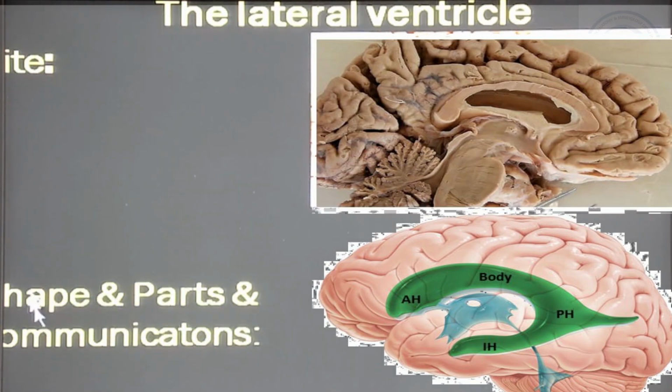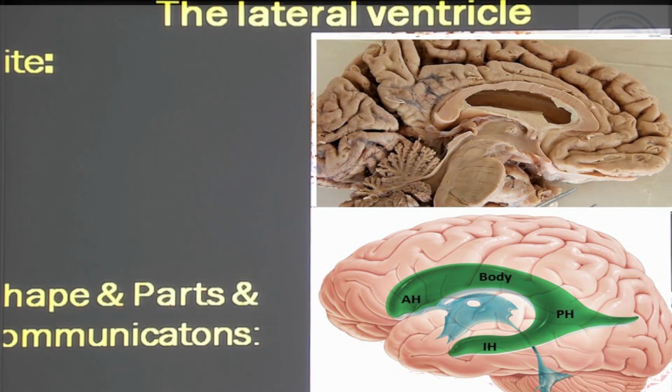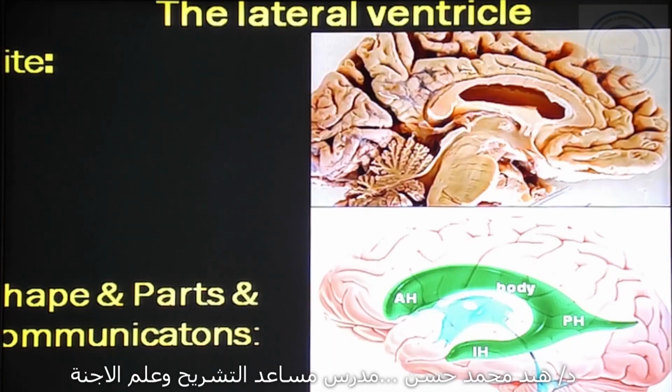What about its shape and its different parts, and also what about the communications? When you look, the greenish colored cavity, this is the lateral ventricle. It is C-shaped. It has anterior horn in the frontal lobe. It has central part or body in the parietal lobe. It has inferior horn in the temporal lobe, and finally the posterior horn in the occipital lobe. What about communications? The lateral ventricle, as we mentioned before, communicates with the third ventricle through the interventricular foramen of Monro.